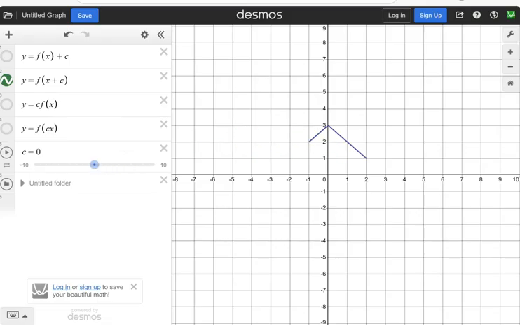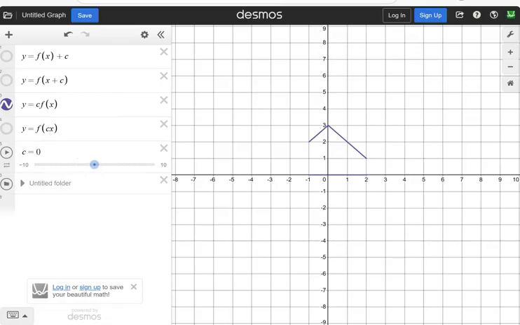If we subtract, if we do f of x minus 1 in the parentheses, that actually shifts to the right one. Minus 2 is right 2, minus 3 is right 3. So if you have an x plus a number in the parentheses, it's going to do sort of the opposite of what you'd expect. A plus will move it to the left and a minus will move it to the right.